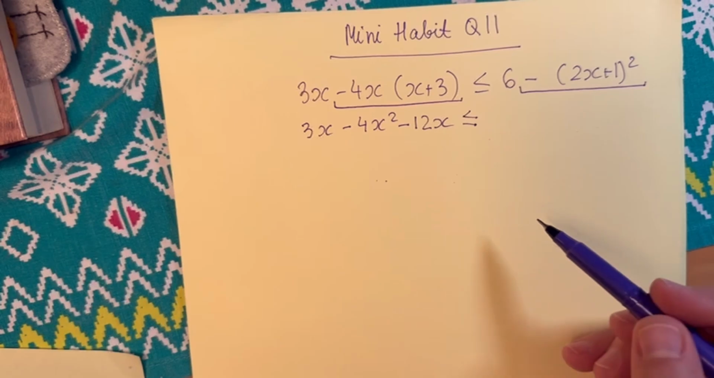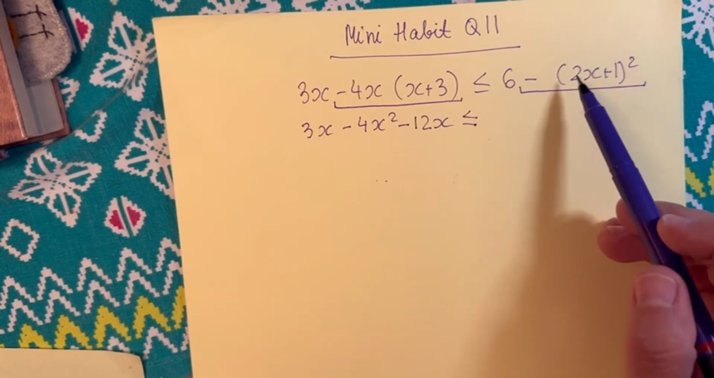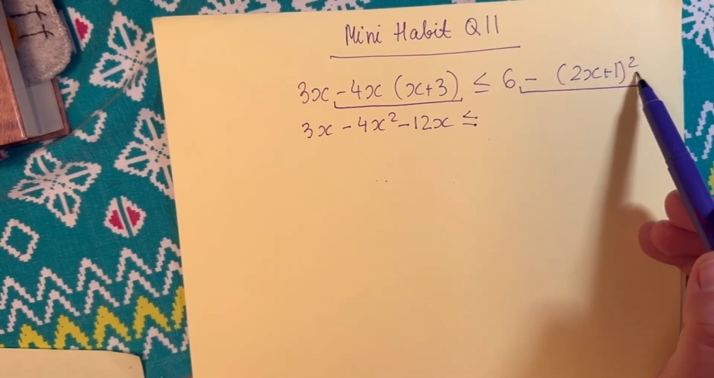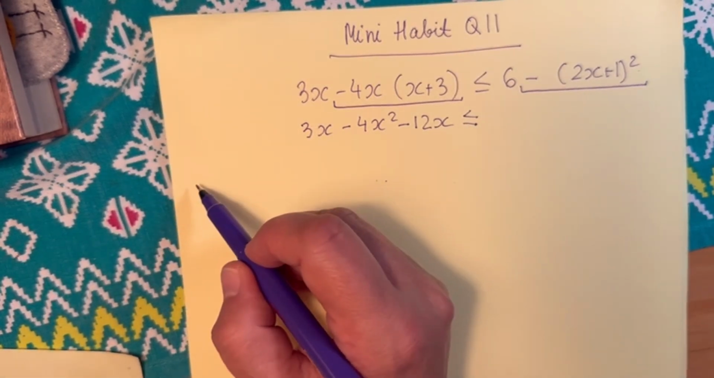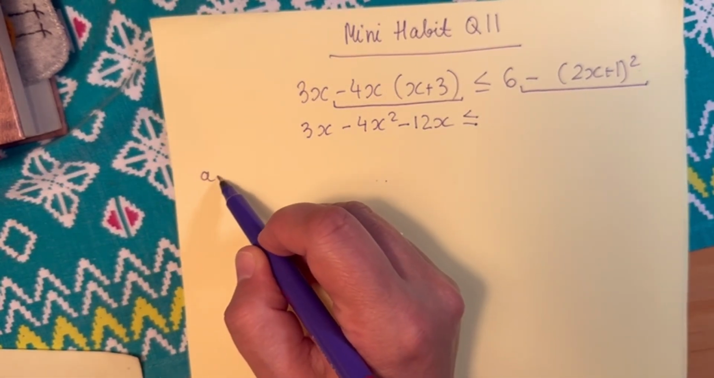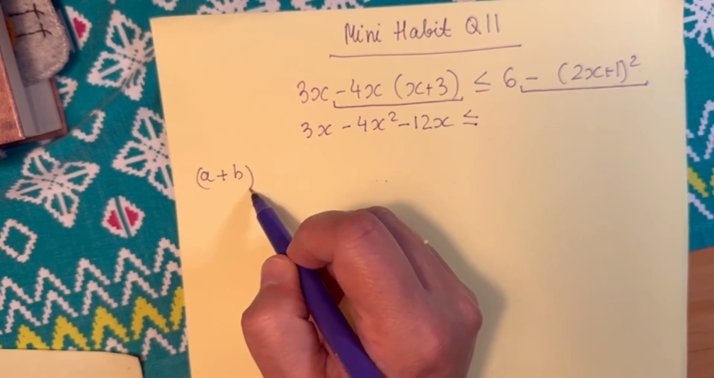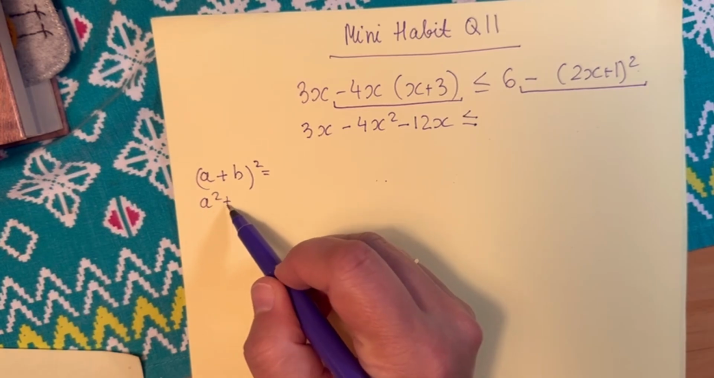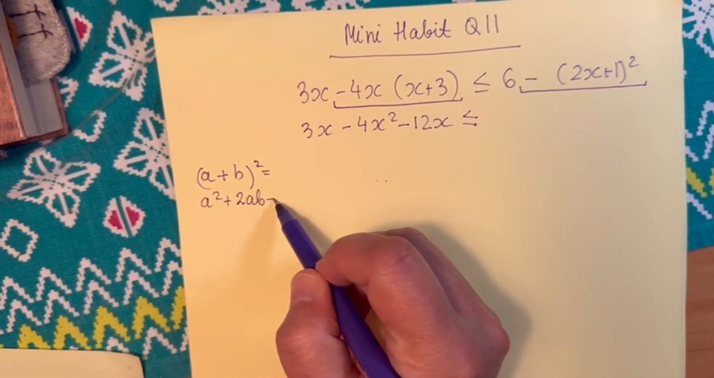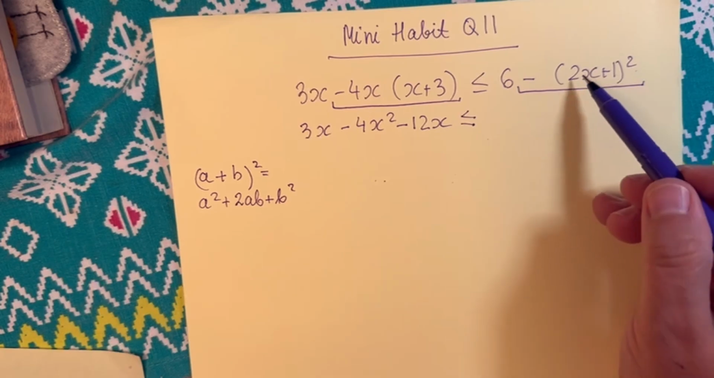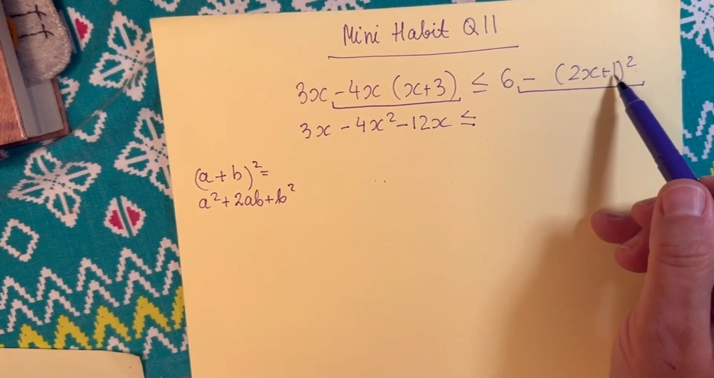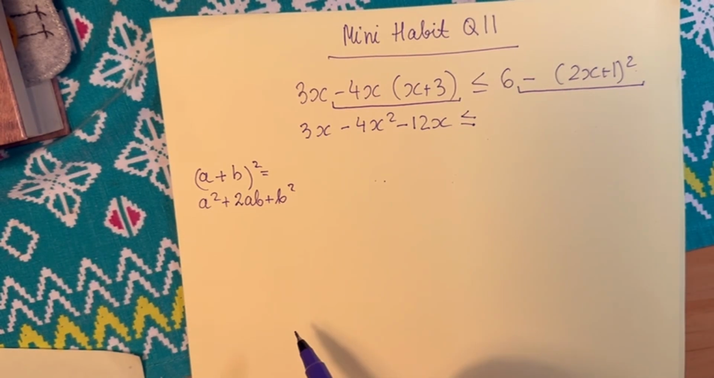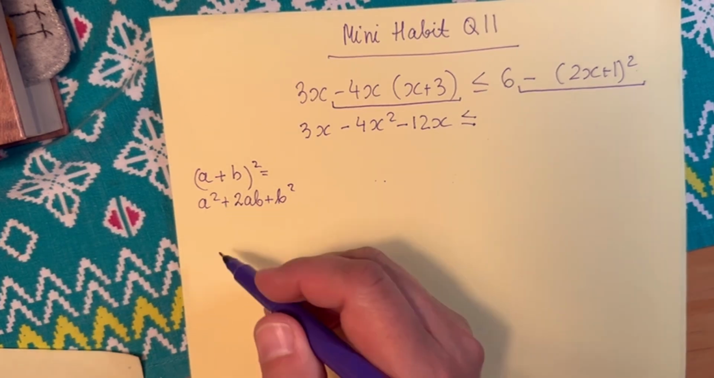And now on the other side, I can expand this bracket. If you are in Poland, for example, you will most probably use this formula to expand this type of bracket: a squared plus 2ab plus b squared. So our a is 2x, our b is 1. You can substitute this and find the expression. But I'm going to do this using a grid method.